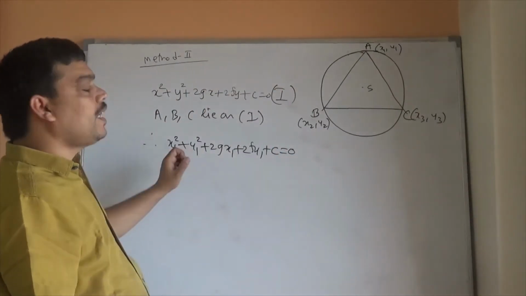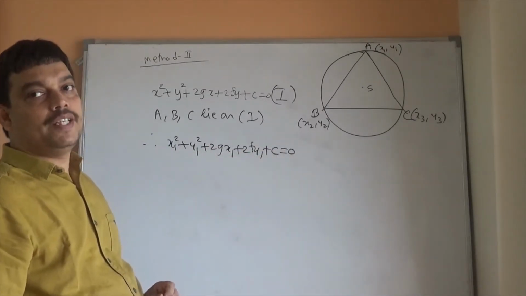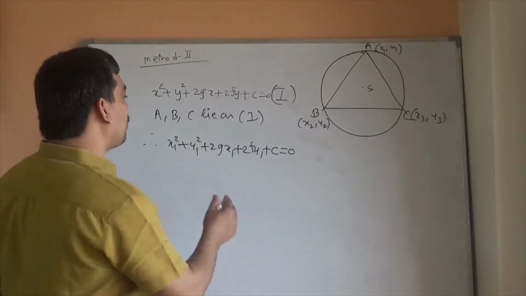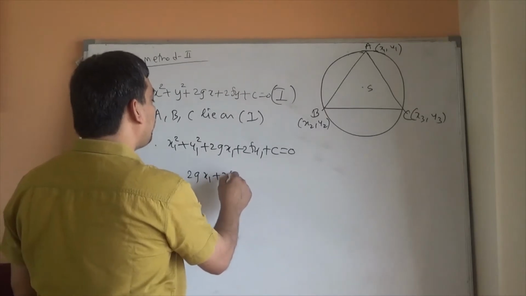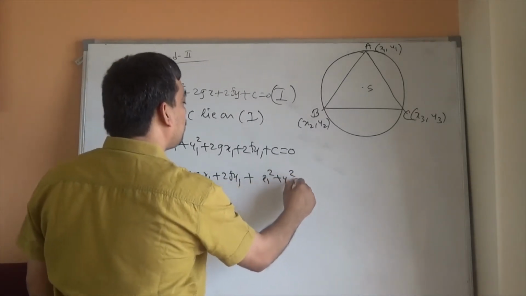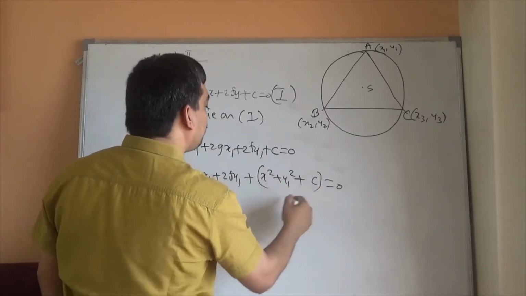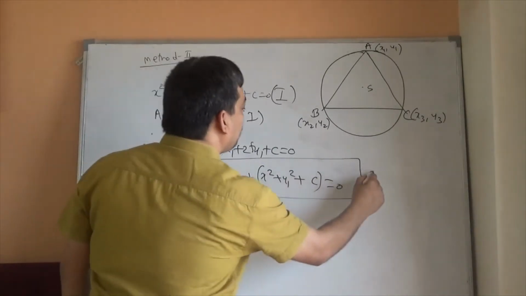Here x1 and y1 are numbers and g, f, c are unknowns. So basically this is an equation in g, f and c. If you want to rearrange, you can also write 2gx1 plus 2f(y1) plus x1 square plus y1 square plus c equal to 0. We can write it this way. All this is a constant, g and f are the variables. So let us call it equation 1.